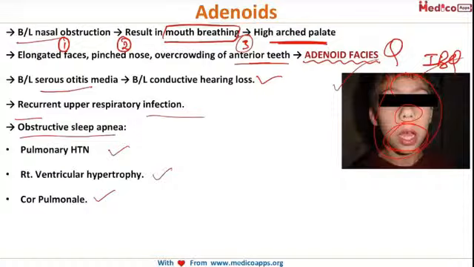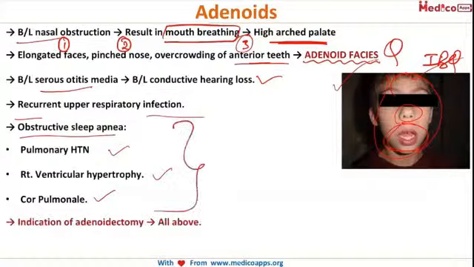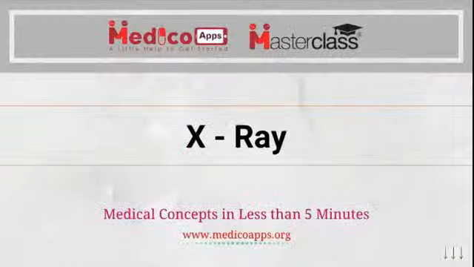Now, what will be the indication of adenoidectomy? That's nothing but the management of these adenoids. All of these above are grave conditions, right? So these are the indications: obstructive sleep apnea associated with pulmonary hypertension, right ventricular hypertrophy, and cor pulmonale. All of these will push you to do an adenoidectomy.